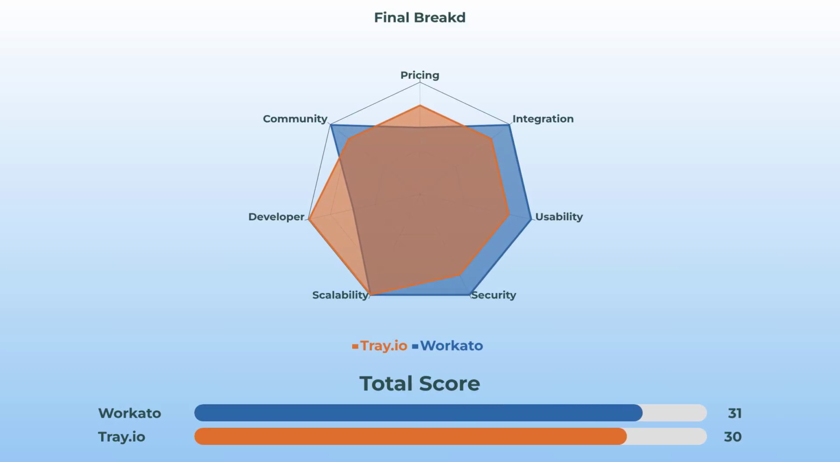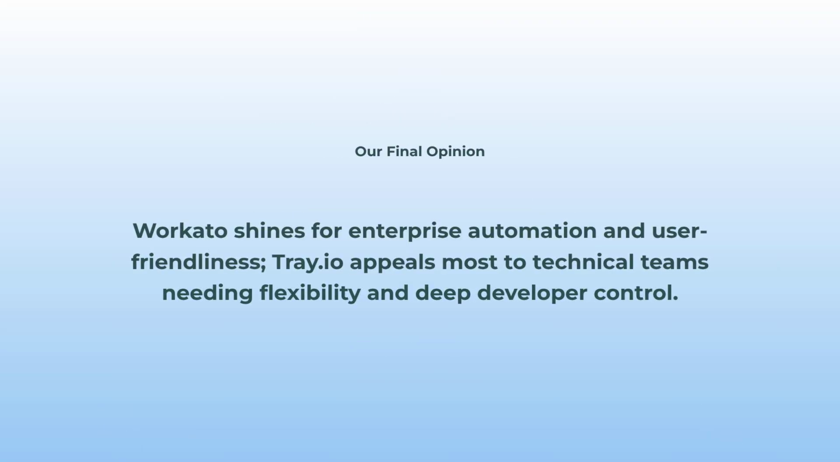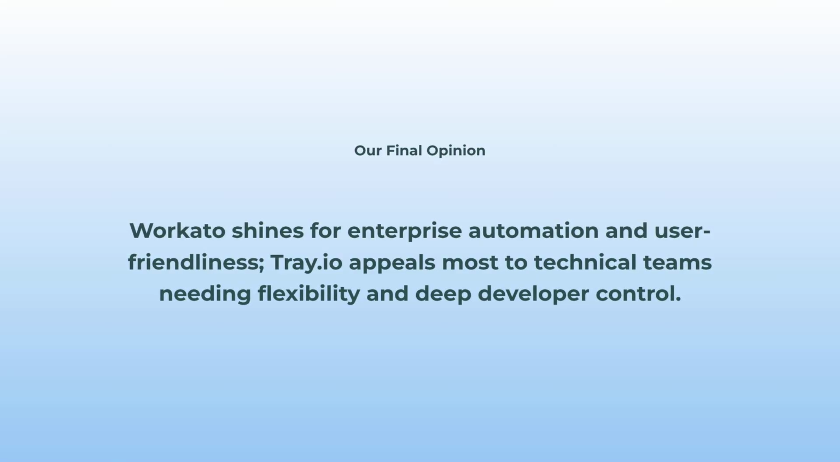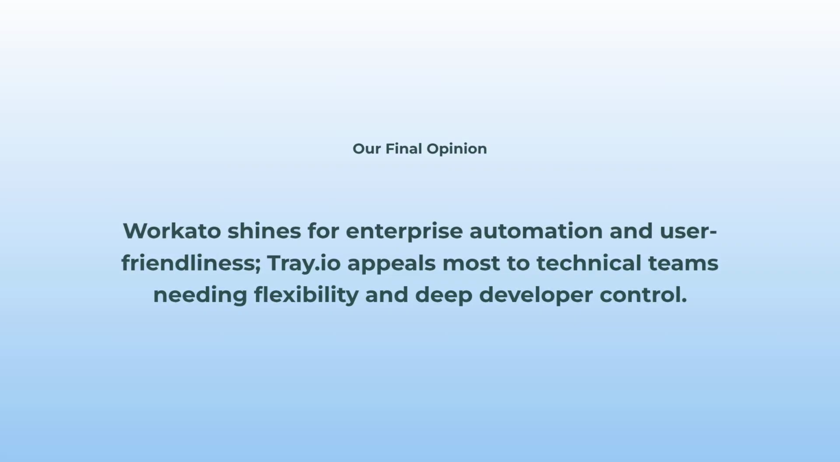Let's hit pause for a sec and look at the scorecard. You can really see where each platform flexes its muscles. Some categories are neck and neck, but others, well, there's a clear standout. So, with everything laid out, if you care most about easy automation, a friendly vibe, and a track record in the enterprise world, Workato is basically built for you. If you want to geek out, roll up your sleeves, and squeeze every bit of power out of your workflow automations, Tray.io makes it happen. But overall, Workato just comes out ahead in most of the big areas.